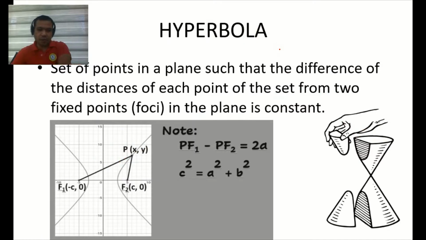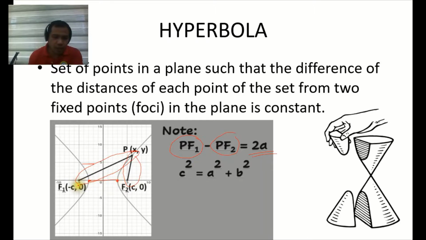This time, for hyperbola, basic definition: set of points in a plane such that the difference of the distances of each point of the set from two fixed points. So we are referring to these lines from the focus F1 up to point P and another focus F2 up to point P. If we subtract PF1 minus PF2, that is the length of the transverse axis. Ito naman si transverse axis, mula sa vertex 1 up to vertex 2.